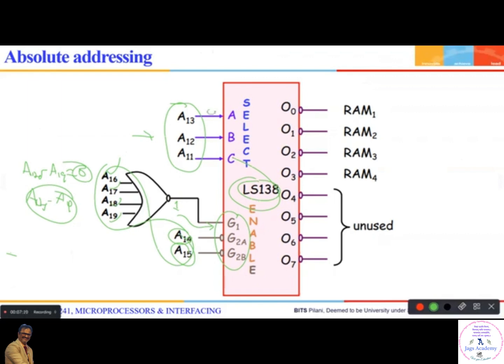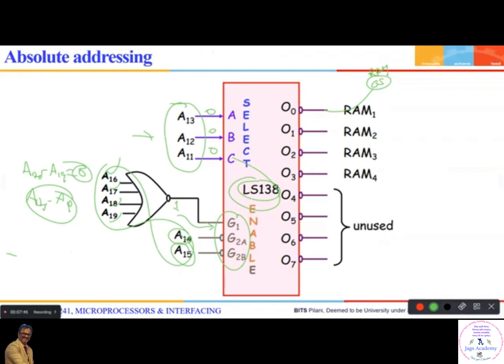Because whenever 0, 0, 0 comes here, RAM 1 has to be selected. That means this will go directly to the chip select of RAM 1. This will go directly to the chip select of RAM 2. This will go directly to the chip select of RAM 3. This will go directly to the chip select of RAM 4.